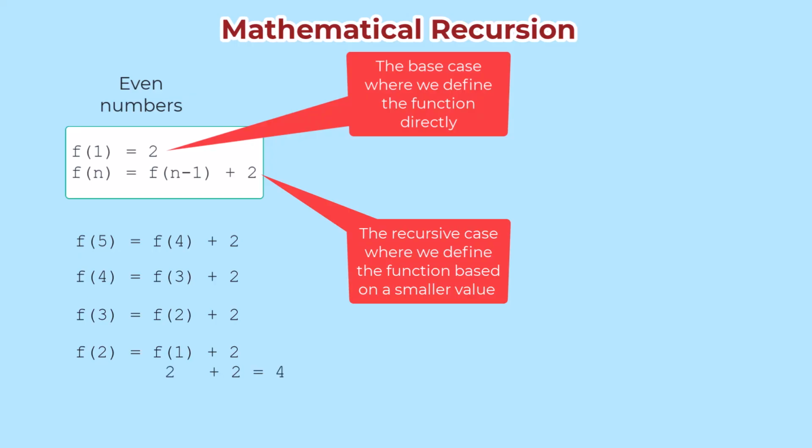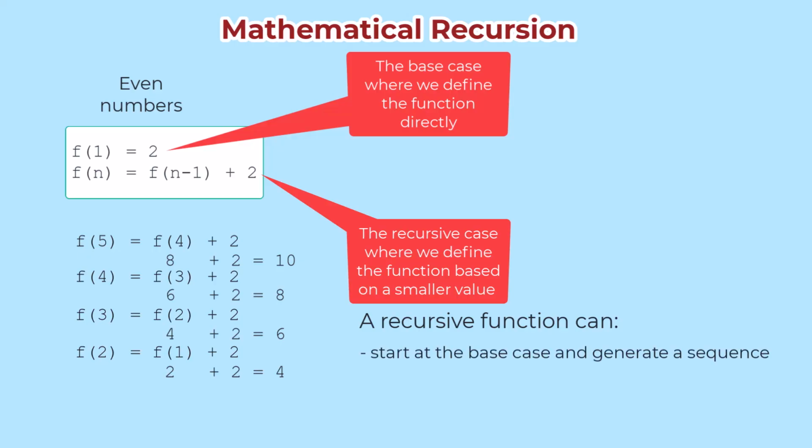So f of 2 is 4. That lets us compute f of 3 to be 6, and now f of 4 is 8, and finally f of 5 is 10. So a recursive function can be used 2 ways. We can start at the base case and generate a sequence, or we can start at the case we're interested in, keep recursing until we get to the base case, and then unwind the recursion back up to get to what we originally wanted to compute.